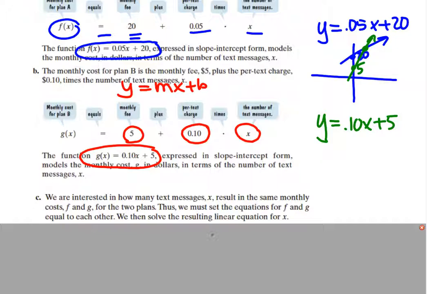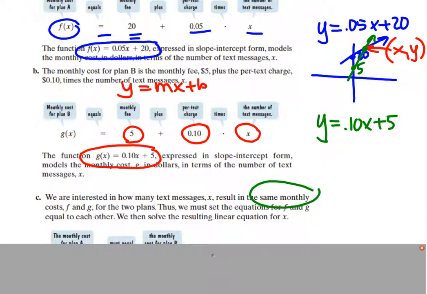So part C, we're interested in finding out how many text messages x result in the same monthly cost. Where do they have the same monthly cost? So where are they going to intersect? Right there. What is that x, y point? For the two plans, we must set the equations for f of x and g of x equal to each other and then solve.